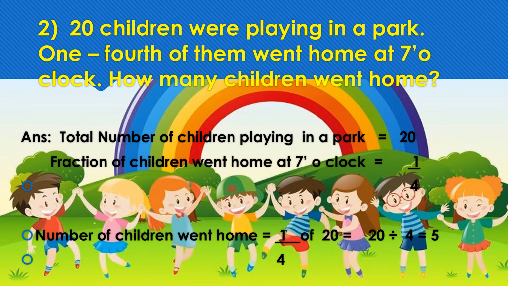Now let's see another sum here. 20 children were playing in a park. 1/4 of them went home at 7 o'clock. How many children went home?